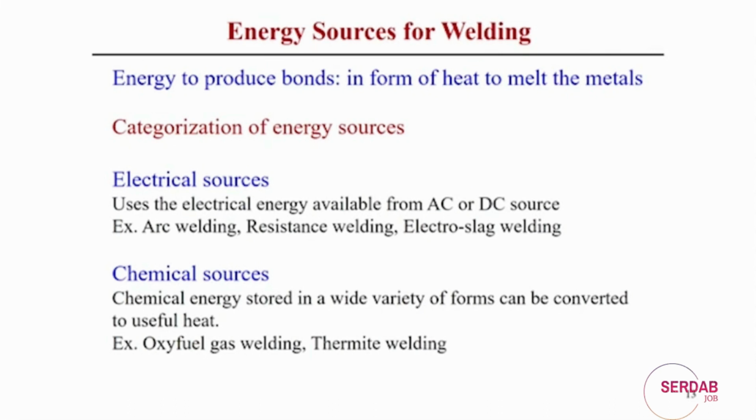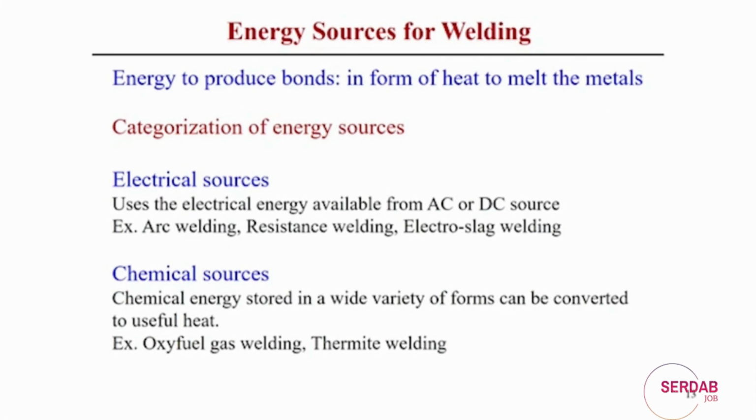Of course, we use electrical energy either in the form of AC, alternating current, or in the form of direct current sources. For example, arc welding processes, resistance welding process, electroslag welding, all these different welding processes use different electrical sources to create the thermal energy.